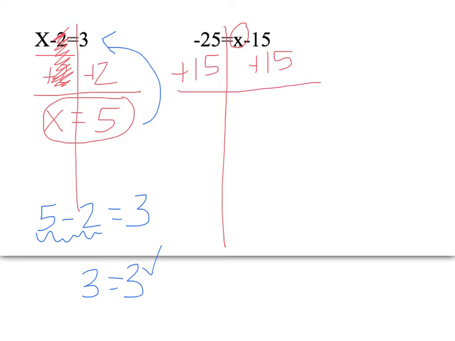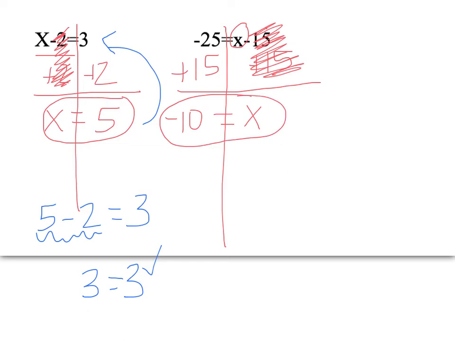If I add 15 to one side, I have to do it to the other. Negative 15 plus 15 is 0, leaving me with x all by itself. And then negative 25 plus 15 is negative 10. Again, if I went back and checked and plugged negative 10 in, negative 25 would equal negative 25 and it would work.